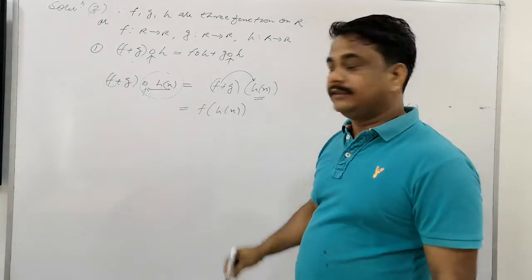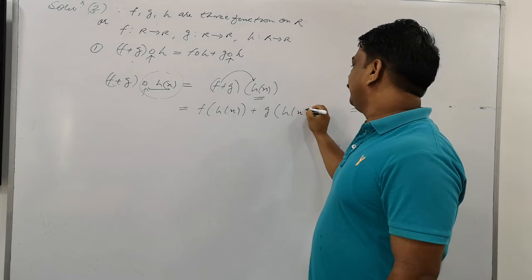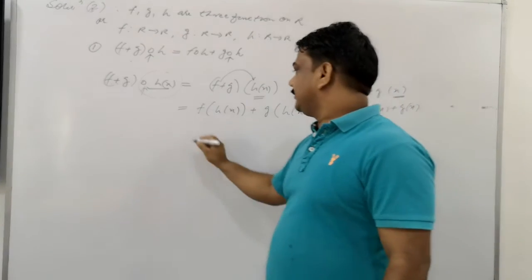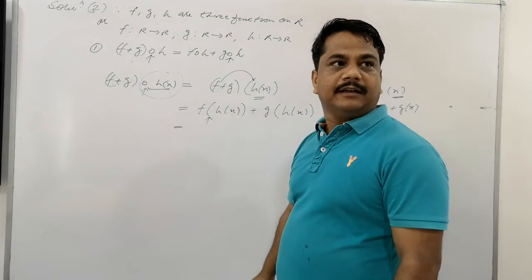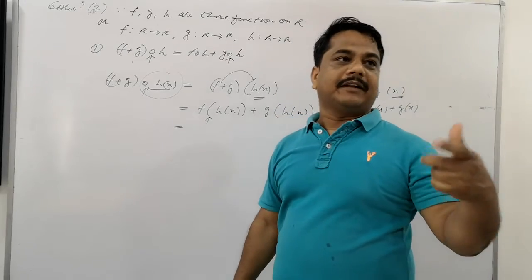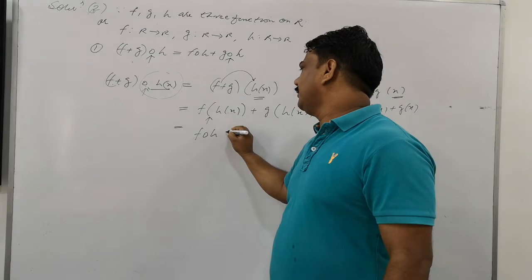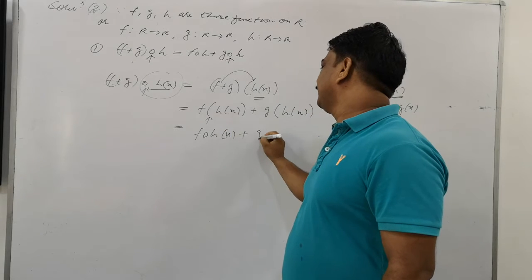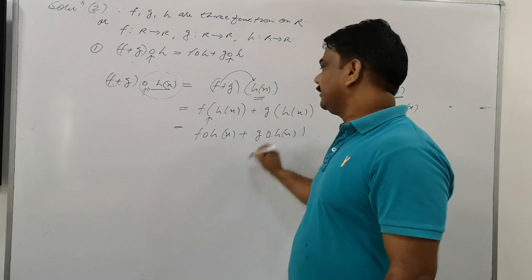Can we write this or not? In the same way, plus g of h of x. Clear? Further, f of... this is to be removed here. Clear? When we remove our composition sign, we use parenthesis, and to remove parenthesis, we use the composition sign. f of h of x plus g of h of x. Clear or not? So here we will write it.